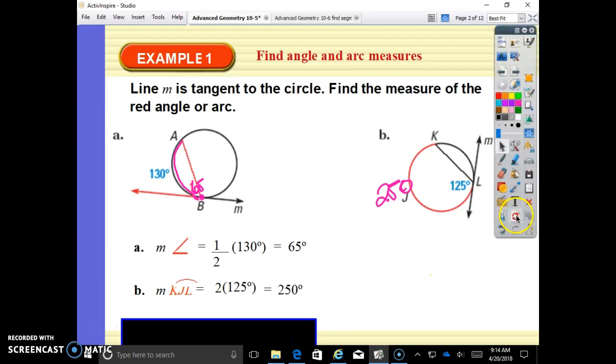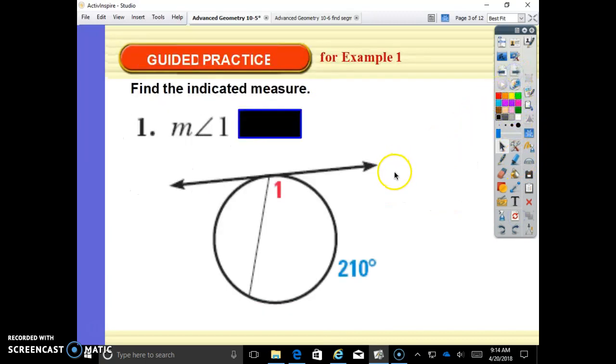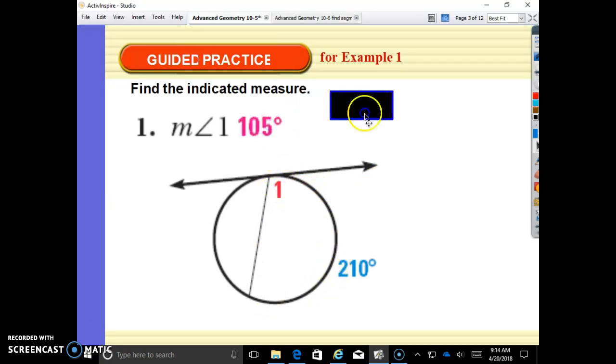It's pretty much the same thing as yesterday with one little small twist of one of the legs of the angle being a tangent line. We still treat it as an angle with the vertex on the perimeter of the circle. The measure of angle 1. If the arc is 210, what is the measure of angle 1? 105. Good job.